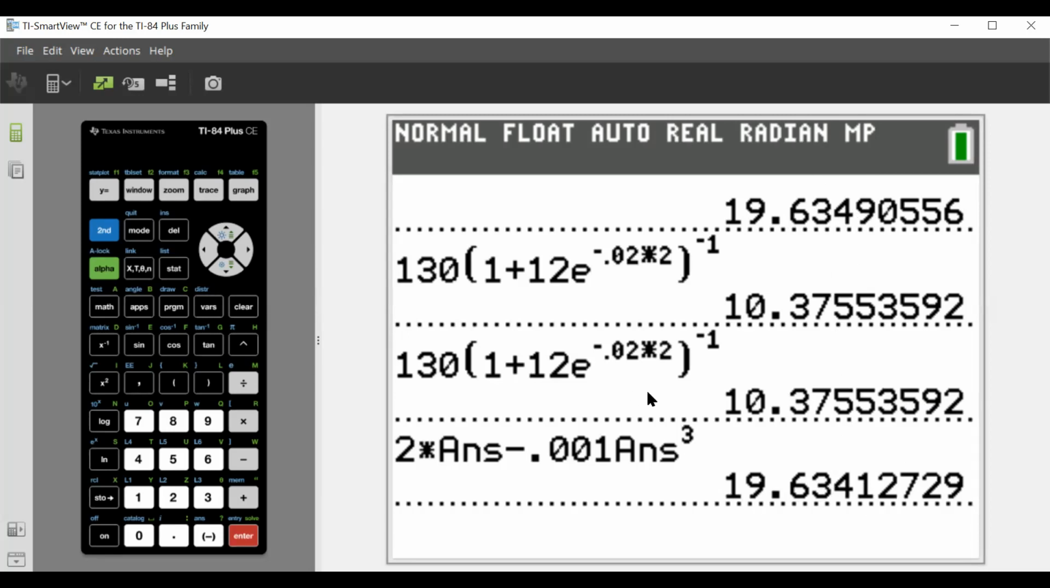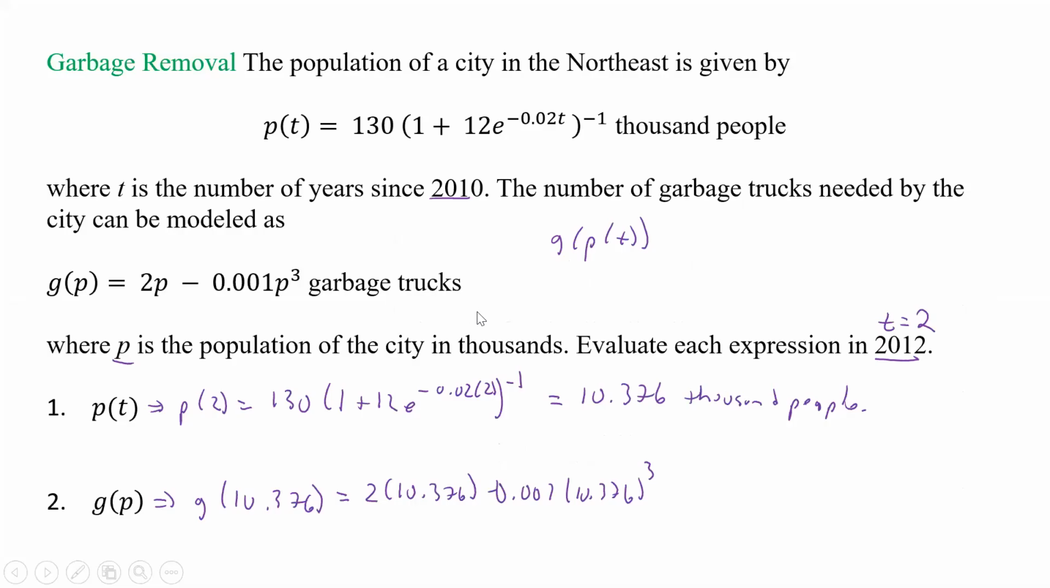So I'm going to use the one with all the decimals here, even though our answer for P of 2 is 10.376. I'm going to use this as 19.634 because that's the more correct answer in this case for the number of garbage trucks needed. So that was 19.634 garbage trucks.